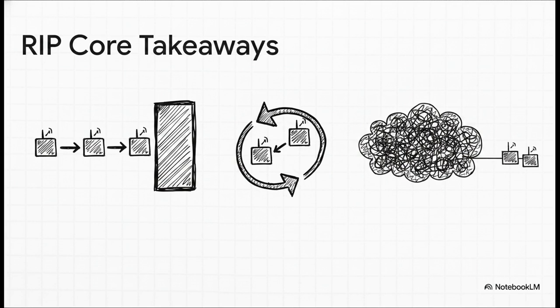And Rule 3. Because of these limits, it is virtually obsolete in massive enterprise networks, replaced entirely by heavy hitters like OSPF and BGP. However, because its configuration cost is practically zero, it remains an absolutely perfect teaching tool and a reliable survivor for small, edge networks where you just need something fast, simple, and ready to go.